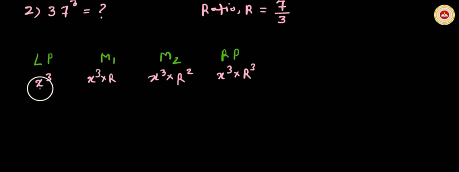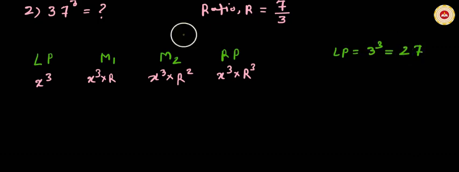What is the left part? Left part is x cube. What is x here? x is 3. x is the tens place digit. So x is 3. 3 cube. 3 cube is 27. Correct? So write 27 in the left part.